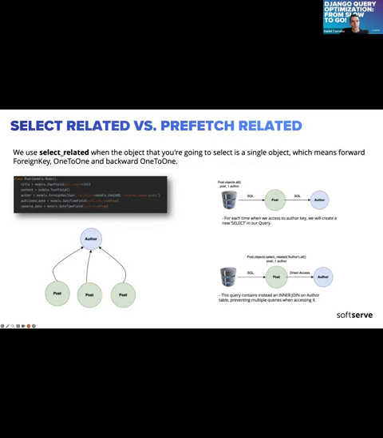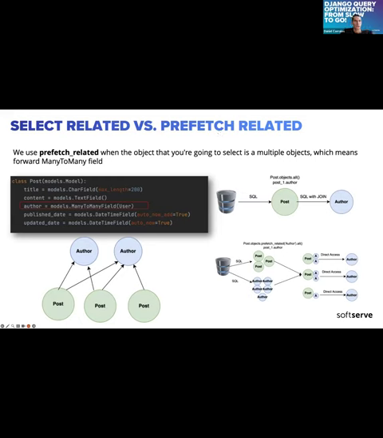And let's continue with prefetch_related. This is for many-to-many fields. So we use prefetch_related when the object that you are going to select is a multiple object, which means for many-to-many fields, or one-to-many, when we access the attribute of the author, we are expecting to have as a result a set or a list of the result of the table. So I did change that. It is just for the example, but maybe it's not a real case.